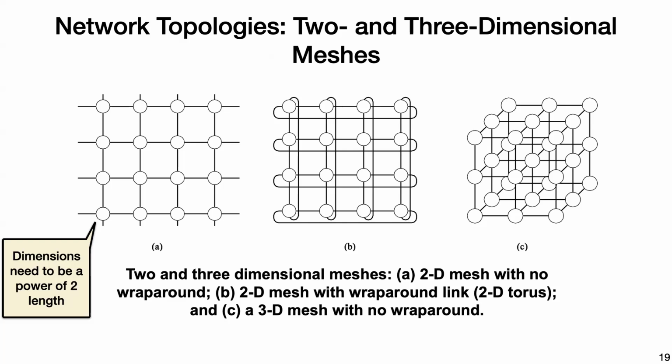So this is 2D, where you copy the ring, and every row is a ring, and every column is a ring. And then it can also go to 3D, where every X, Y, Z line is an array. And the dimensions need to be a power of 2, because of the way we're doing the gray codes, which is a power of 2.